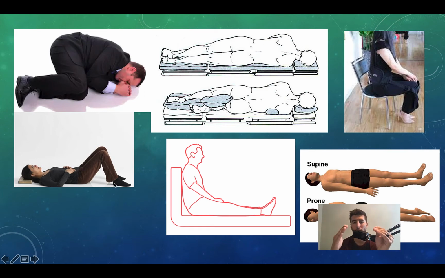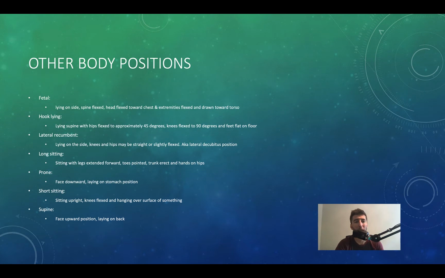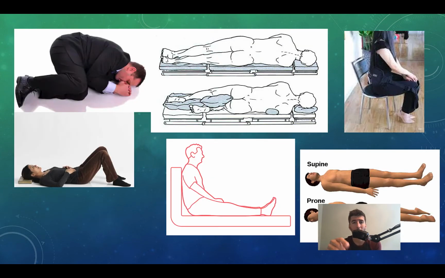Hook lying position. Lateral recumbent position is going to be lying on the side. Knees and hips may be either straight or slightly flexed. And there's another term for this, and it's the lateral decubitus position. Good luck saying that. So here you go. You're lying on the side. You can have the hip and the knee slightly flexed as you have here.